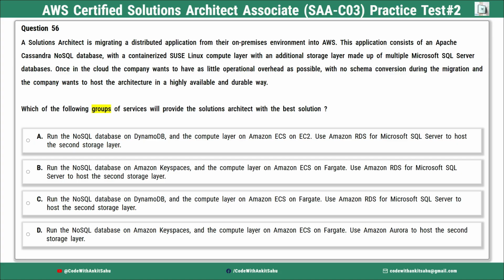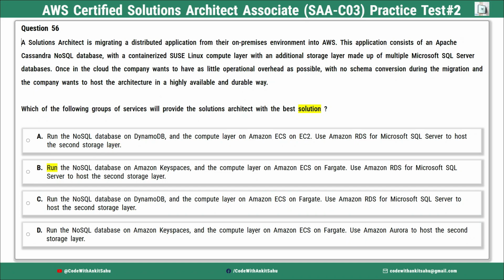Which of the following groups of services will provide the solutions architect with the best solution? Option A. Run the NoSQL database on DynamoDB, and the compute layer on Amazon ECS on EC2. Use Amazon RDS for Microsoft SQL Server to host the second storage layer.